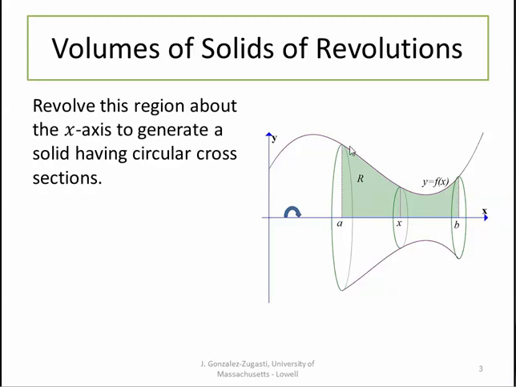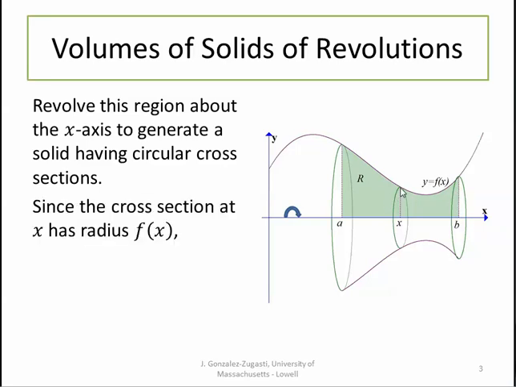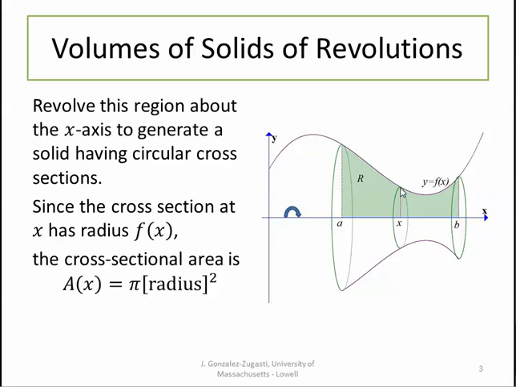We're going to take the graph of y equals f of x and revolve it around the x-axis to generate a solid having circular cross-sections. So I'm going to take this, revolve it around, and we'll end up with a circle. Since the cross-section at a point x has radius f of x, because going from here to here the height is y equals f of x, the area of the cross-section is equal to the area of a circle of radius y equals f of x. So we get that the area function is equal to pi times f of x squared.